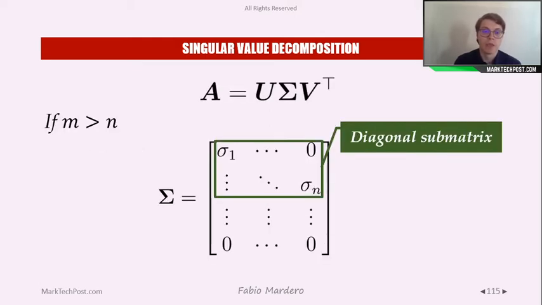If m is greater than n, as it usually is, the matrix can be written in this form, in which, from the definition, the sigma has elements that are 0 everywhere, but not on the diagonal, in which we have sigma 1 to sigma n. This n times n submatrix is diagonal then.